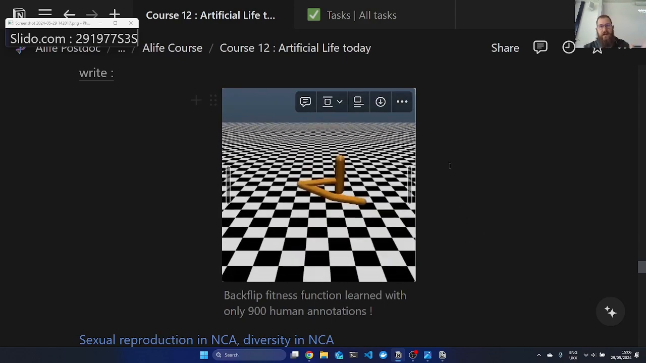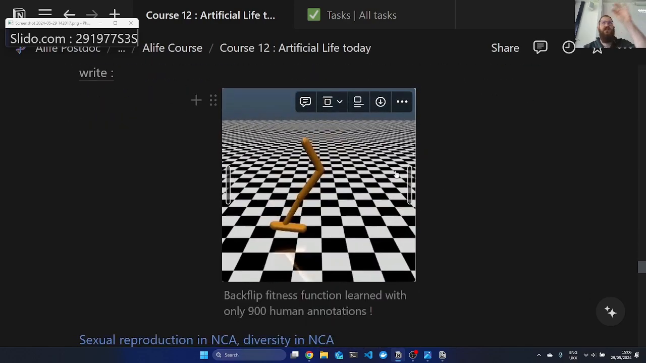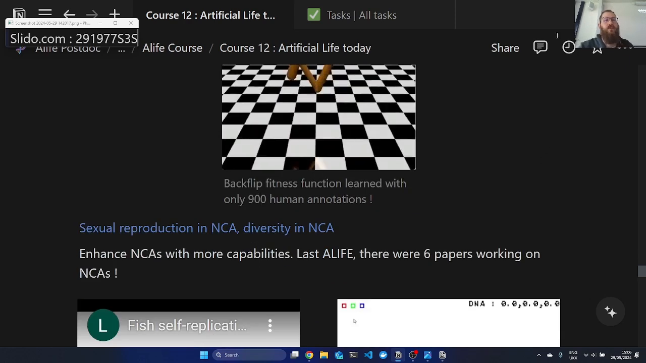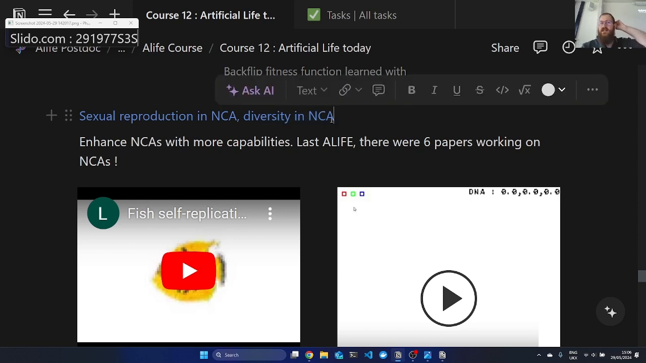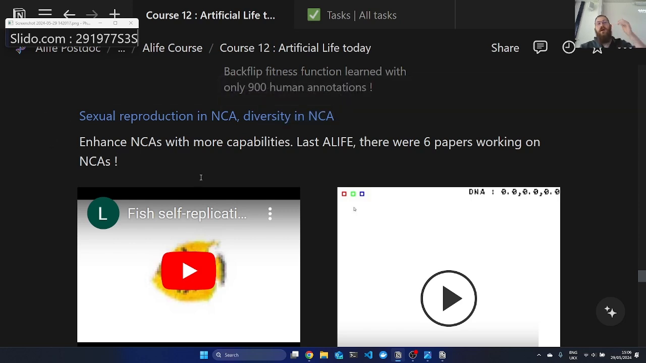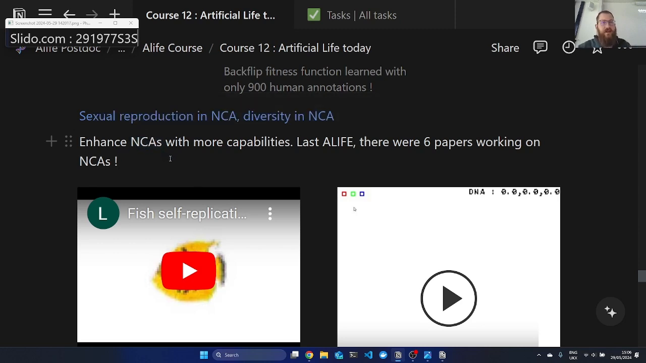And so all that I want to do is just do the same thing, but with what is interesting in Lenia, for example. Another thing was sexual reproduction in NCAs and diversity in NCAs. So the idea was to enhance the neural cellular automata with a bit more capabilities to make them closer to a system in which you can have evolution or at least more diversity than just one image.